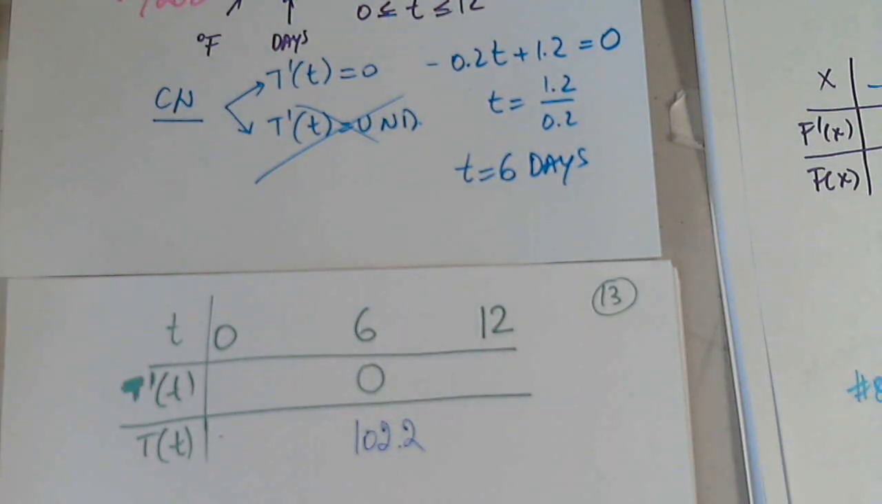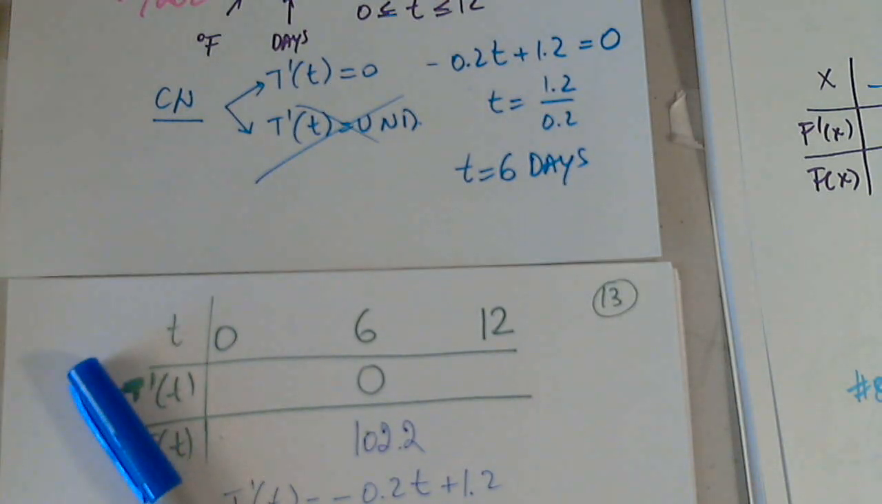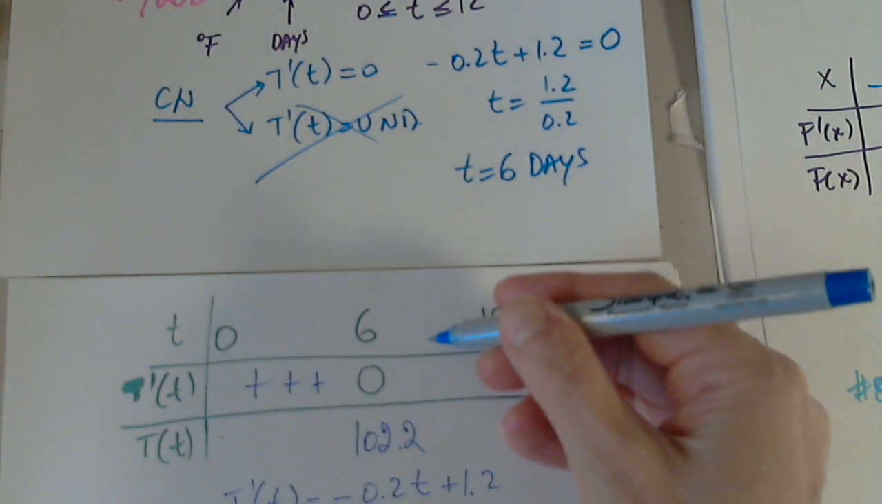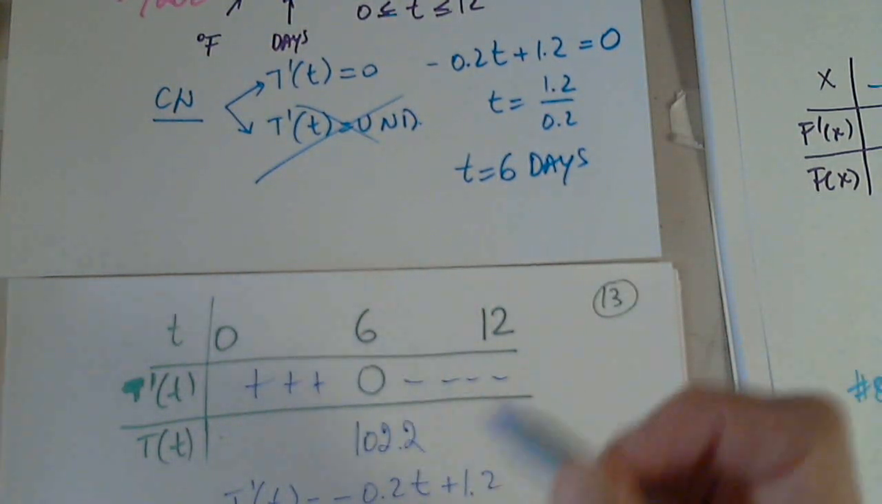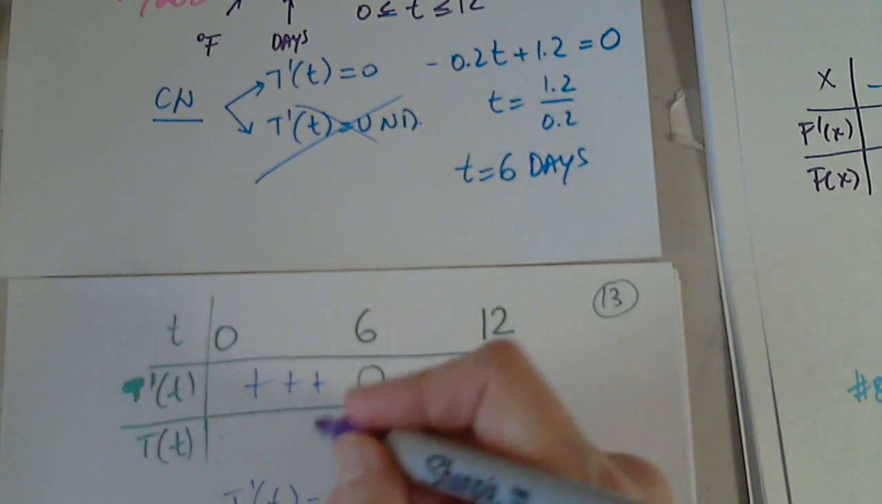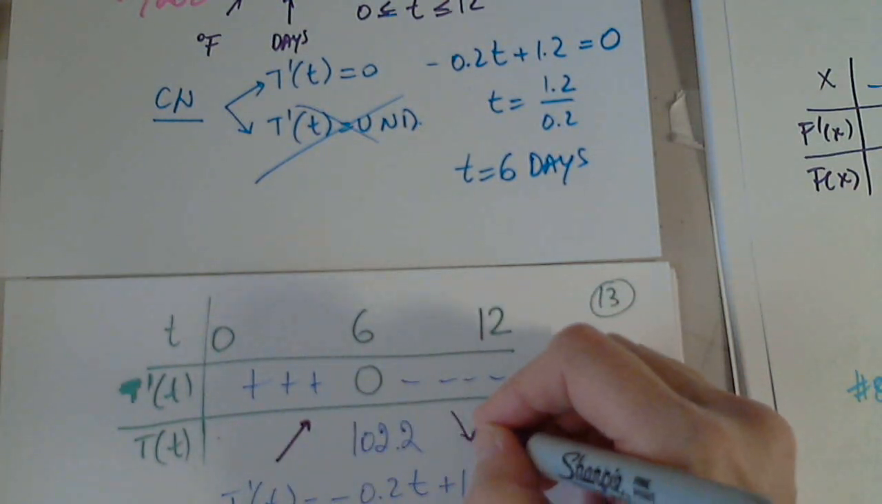Okay. And now at this point, I need to study the sign of the derivative, which is T prime of t, negative 0.2t plus 1.2. I know this is a linear function. It looks like this. It has to come from positive and go to negative. Just plug in 0 and you get it's positive, and plug in 12 and you'll see it's negative. So this is, of course, increasing and then decreasing.